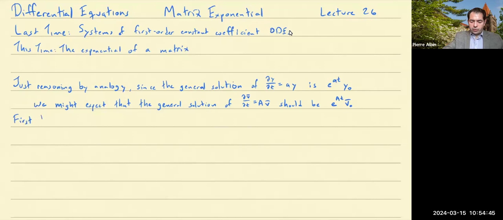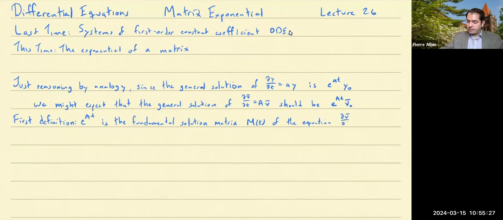Okay, so our first definition is to define the exponential to be what it needs to be to make this true. So we'll just say that the exponential of A times t is the fundamental solution matrix M of t of the equation dv dt is equal to A times v, with the property that M of 0 is the identity matrix, right?